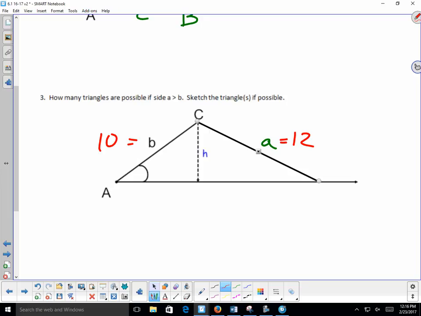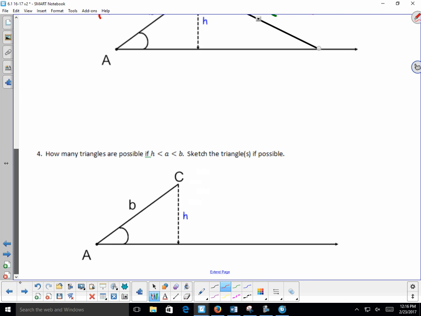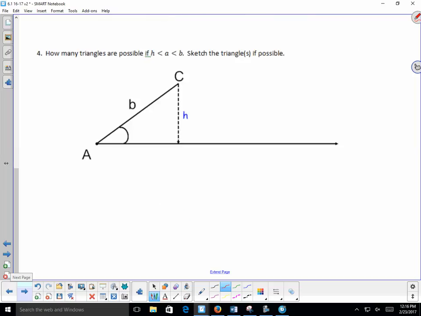Sketch the triangle possible. I did that. All right, are we on number 4 or 5? 4. So how many triangles are possible if side H is less than A and A is less than B? That means I want A to be a little longer than H, but less than B, so something like this. It's less than B, but greater than H. You with me? I'm trying to swing it without changing the length as I swing it. So how many different triangles are possible if that's the situation?